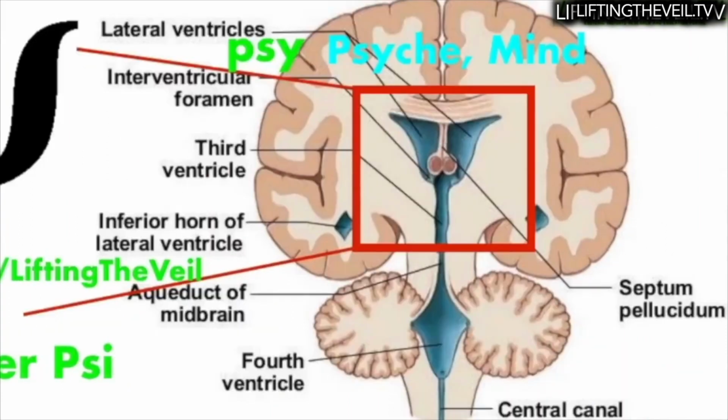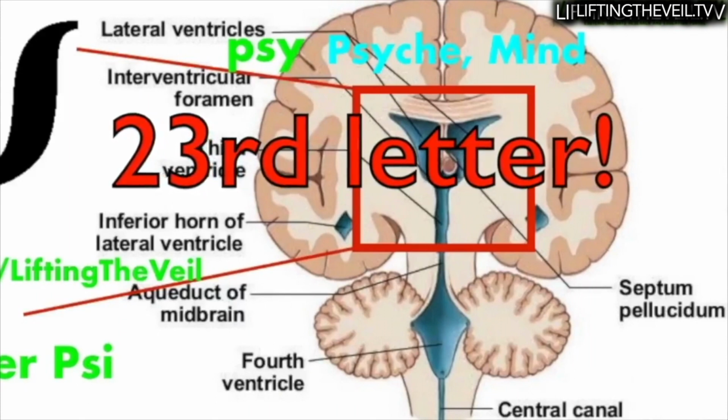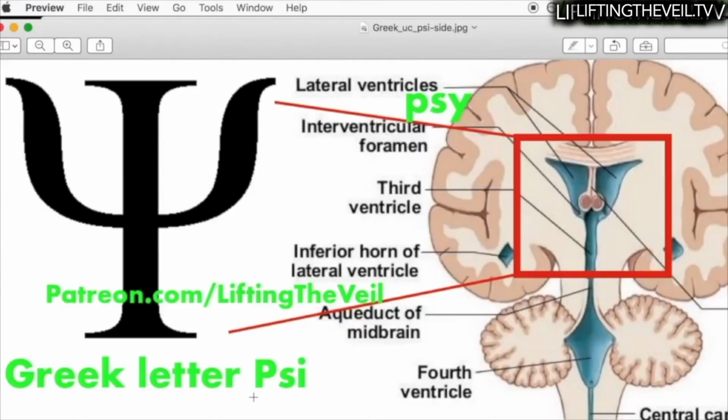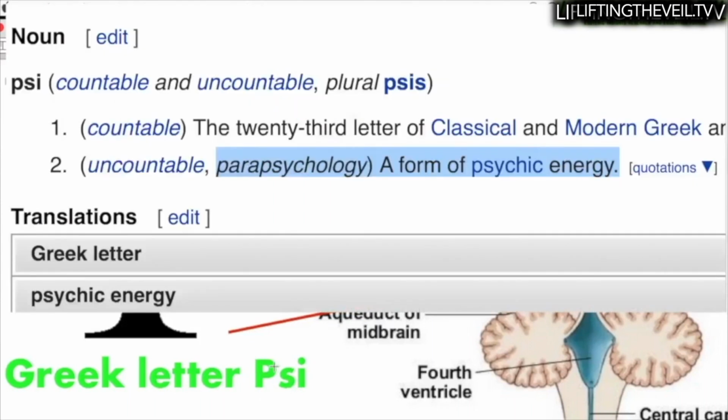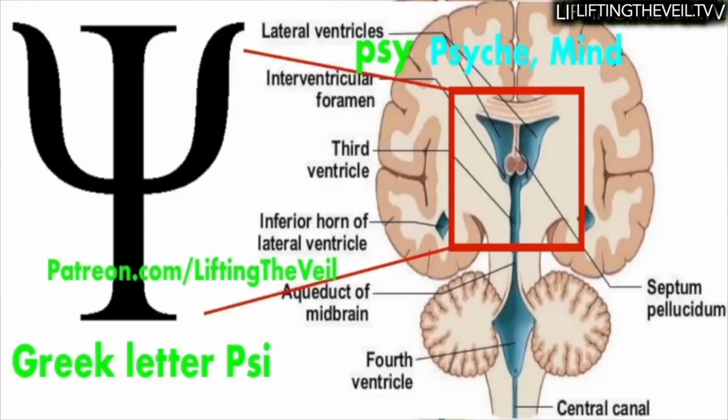And again, this is the Greek letter psi, which means the mind, the psyche. So you have psi and psi. The similarities of the language are not just similar by coincidence or by accident. There's a specific reason, because psi, S-P-S-Y, comes from the Greek psi, meaning parapsychology, a form of mental energy, a form of psychic energy.